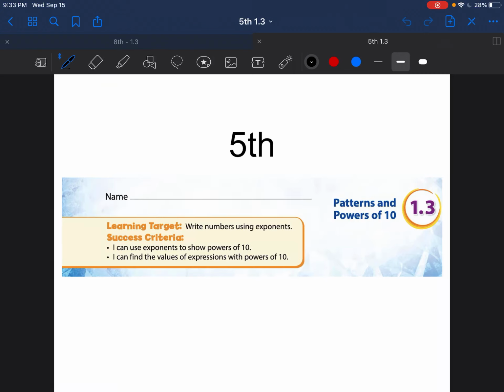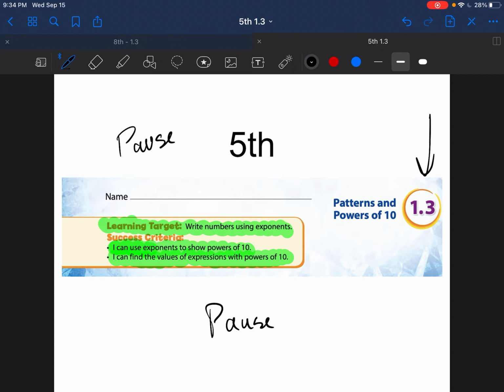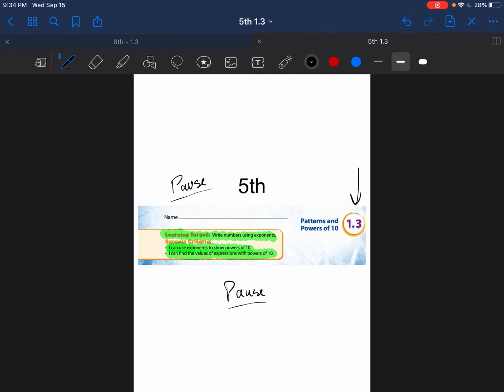Let's make sure we copy this down and write it down. Make sure you copy the learning target. We are learning to write numbers using exponents. By the end of today's lesson, you should be able to say to yourselves, I can use exponents to show powers of 10, and I can find the values of expressions with powers of 10. So please make sure you press pause. Again, press pause and copy this down. All right, let's move on.